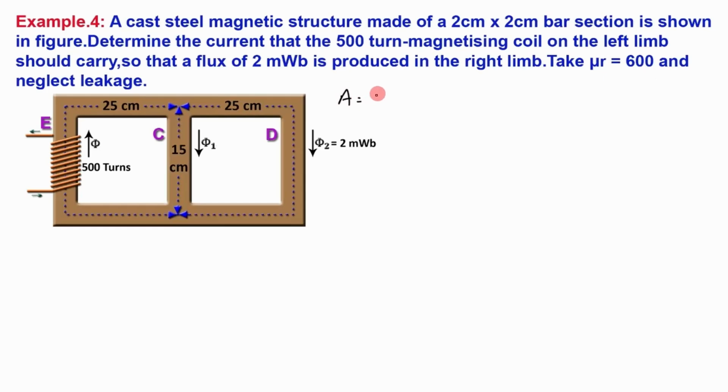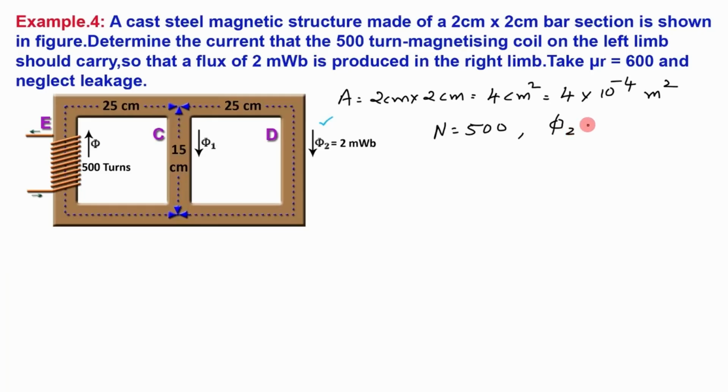That is, A is equal to 2 cm into 2 cm, that is equal to 4 cm square, which is 4 into 10 raised to minus 4 meter square. Number of turns N is 500. Flux in this limb phi2 is equal to 2 milliweber, which is 2 into 10 raised to minus 3 Weber.